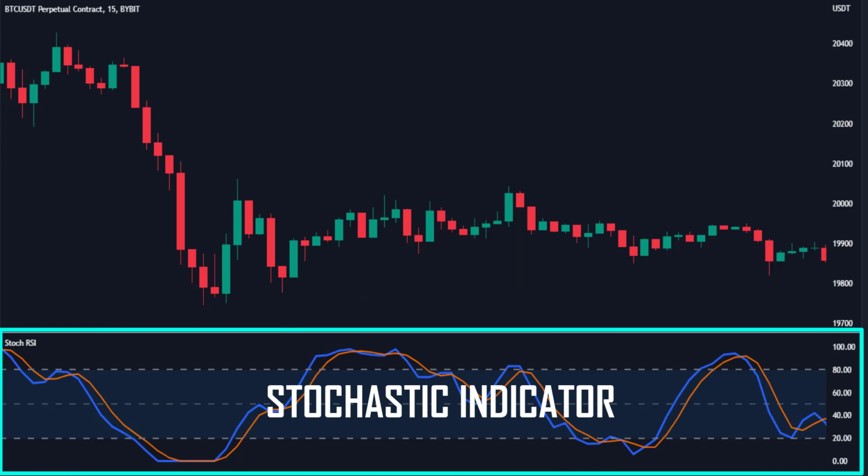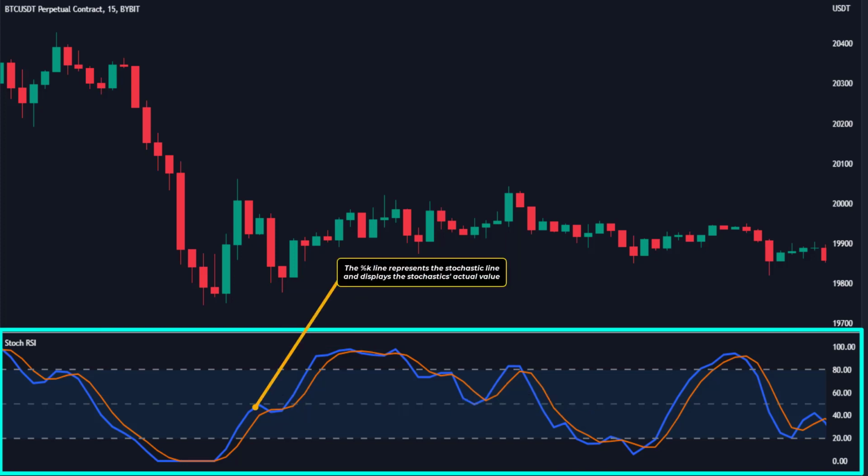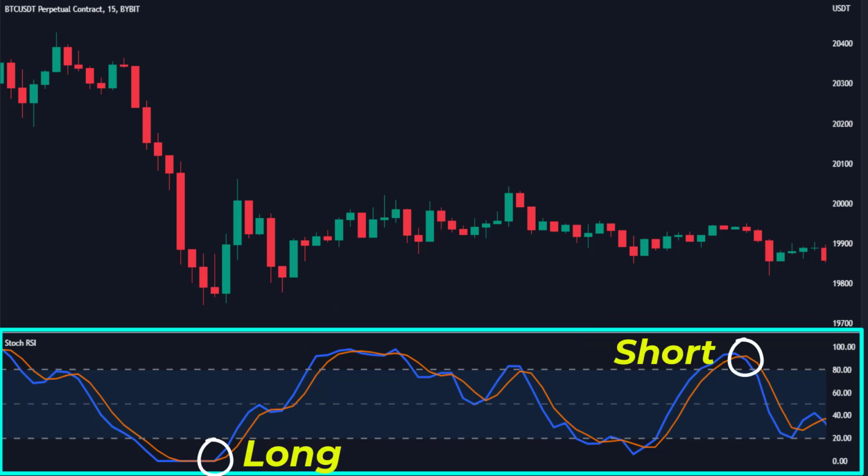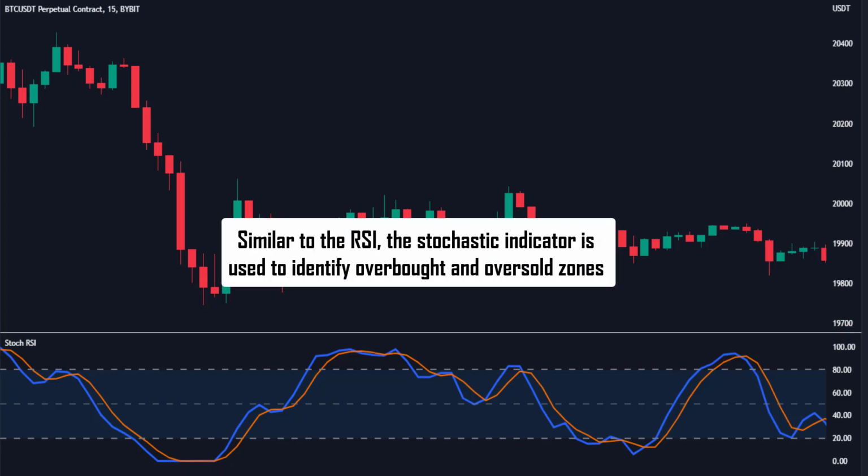Here on the stochastic indicator, we have two lines. The blue line, which is the %K line, represents the stochastic line and displays the stochastic's actual value, and the orange line, which also represents the %D line, is just the blue line's 3-period moving average. Some traders sometimes choose to utilize the crossover of these lines to choose when to enter and exit their trade. Similar to the RSI, the stochastic indicator is used to identify overbought and oversold zones.